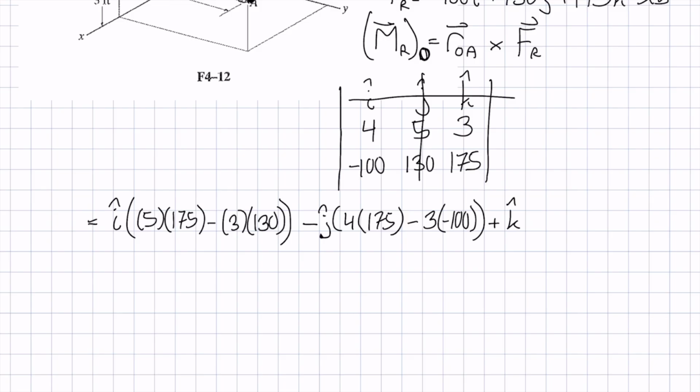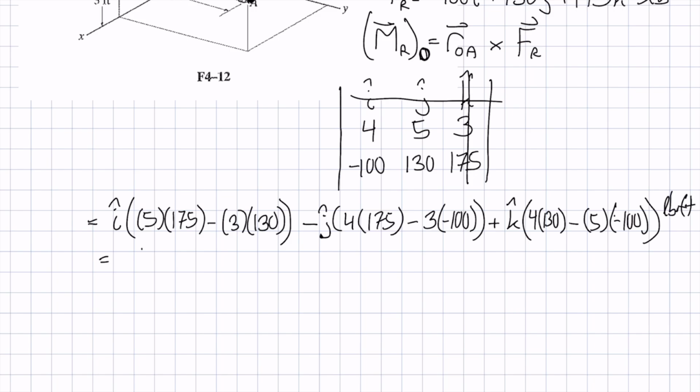And then back to k hat. I'm just going to cross that off here. You can see that that's going to be 4 times 130 minus 5 times negative 100. And this will, of course, all be pound feet. I end up getting 485 i hat minus 1000 j hat plus 1020 k hat pound feet.